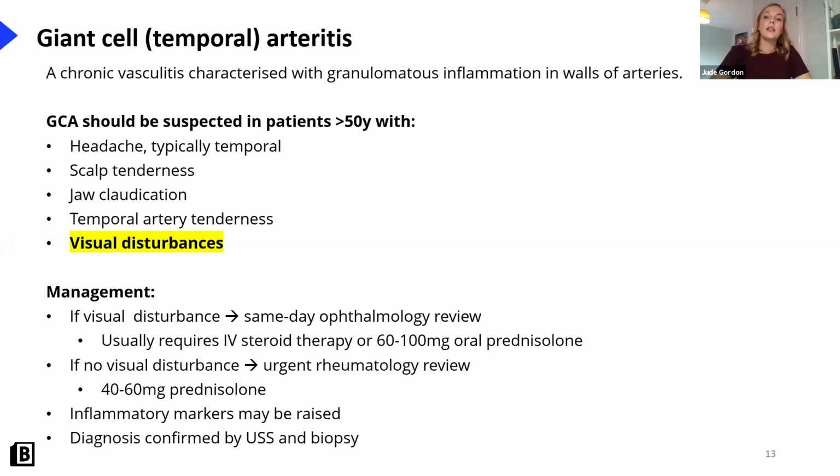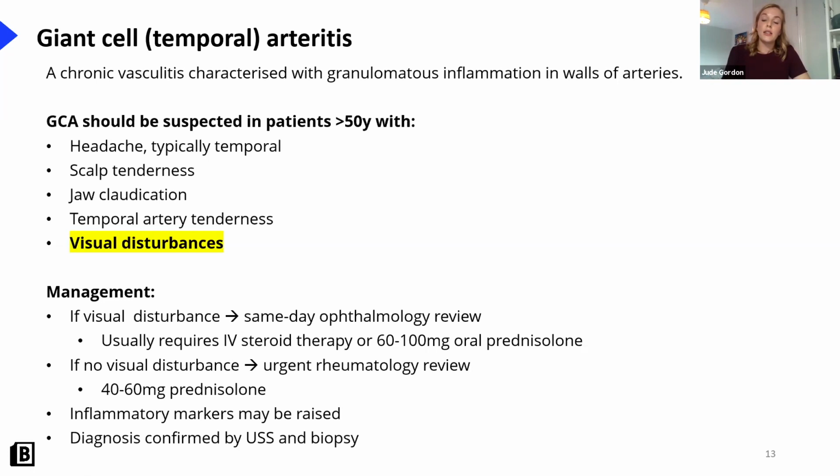Sometimes on examination there may be tenderness or visible inflammation of the skin overlying the temporal artery, and sometimes even a palpable thickening or nodularity in that area. Now, the reason why GCA is more concerning acutely than PMR is that there is a risk to sight with it, and that's the reason why it's an emergency.